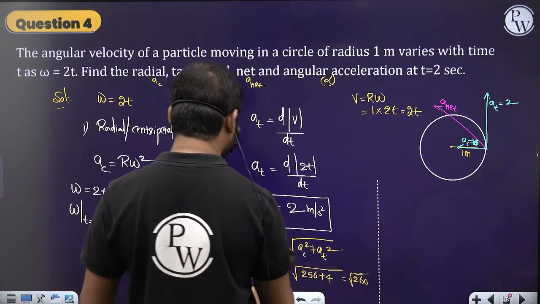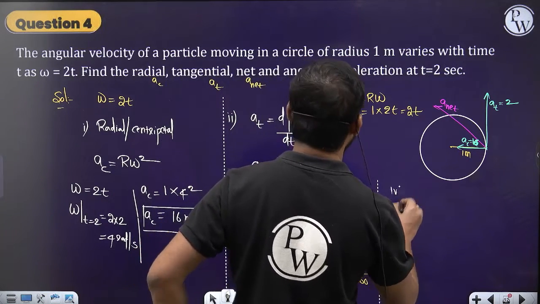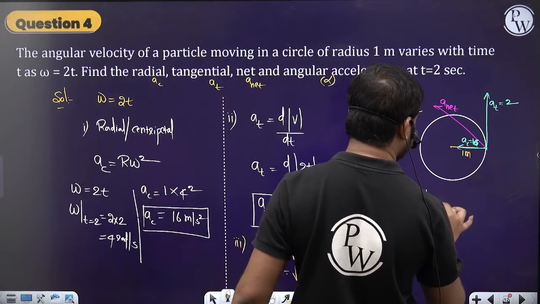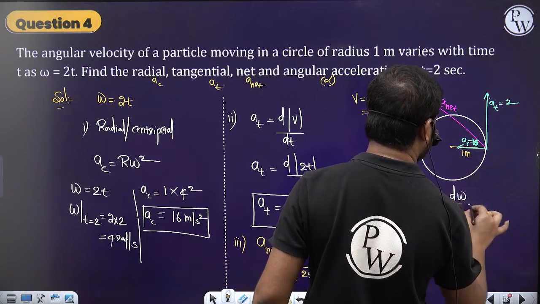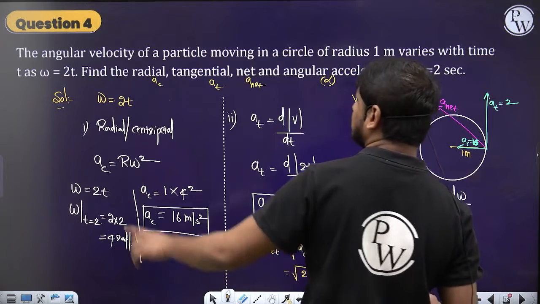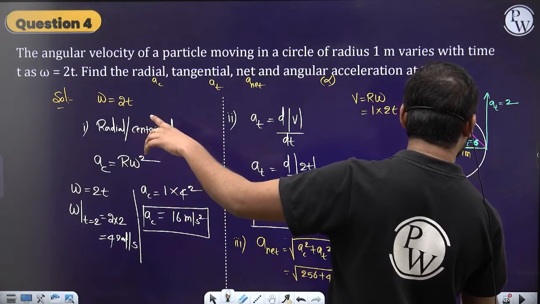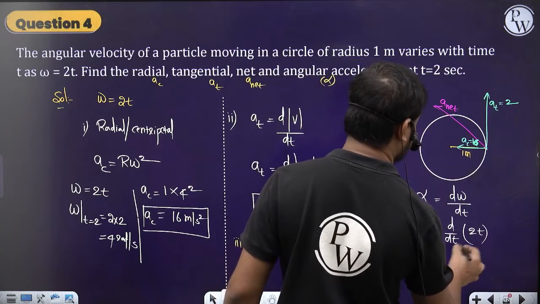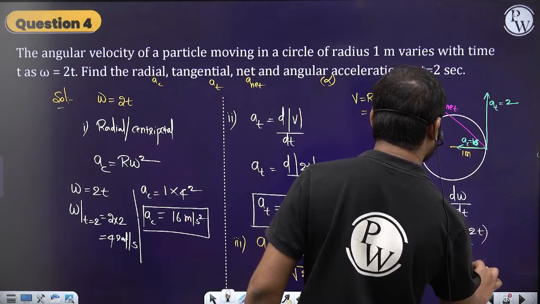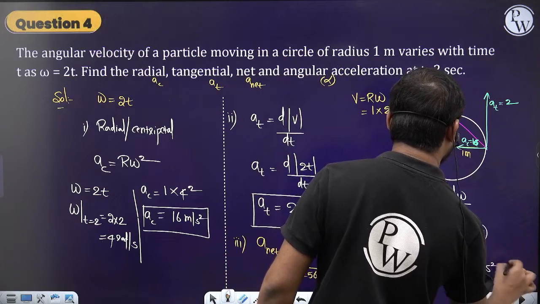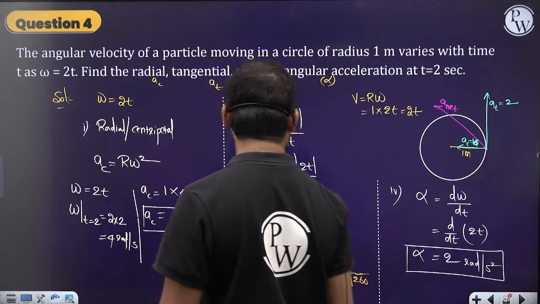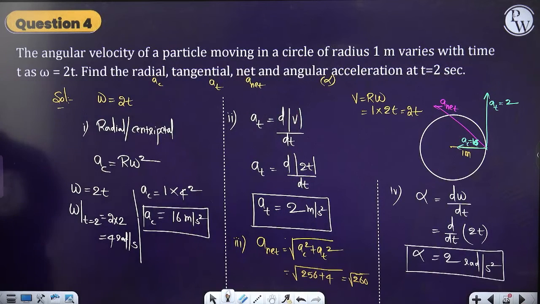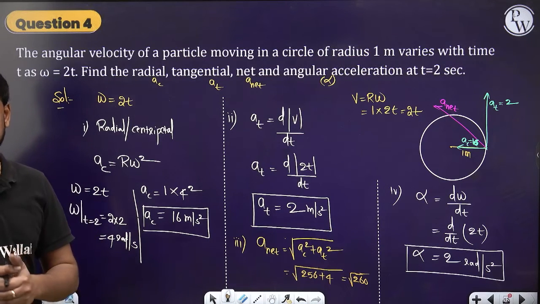So they also asked the fourth question, that is angular acceleration. What is the angular acceleration formula? Alpha is equal to d omega by dt, right? So d by dt of omega. In place of omega we can write 2t directly, right? So then obviously alpha is going to be 2 radian per second square. Clear? Understood? Everyone? Basic information, that's it.